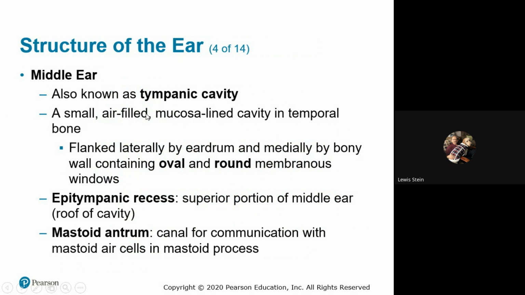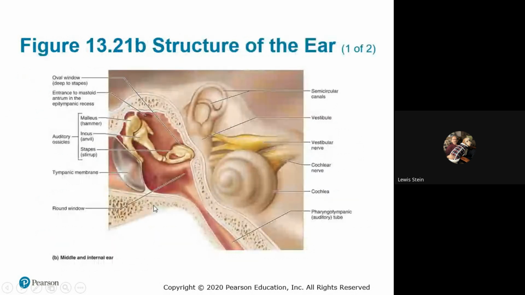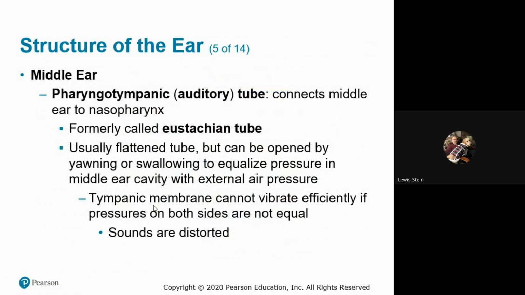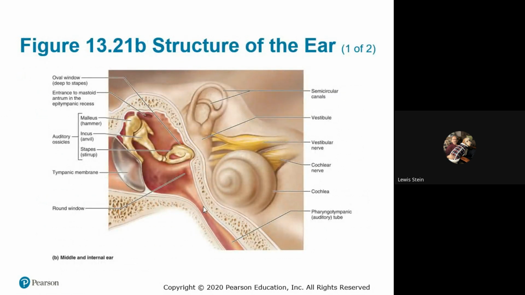So it's air-filled, mucus-lined, with the oval and round windows on the other side. There's not a whole lot to say after that. The big player here to lower the pressure is the pharyngotympanic or auditory, whatever you want to call it, or eustachian tube. Very, very famous. We'll get into it again in respiratory anatomy.